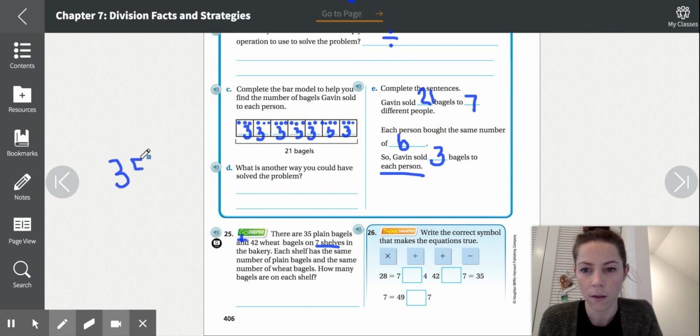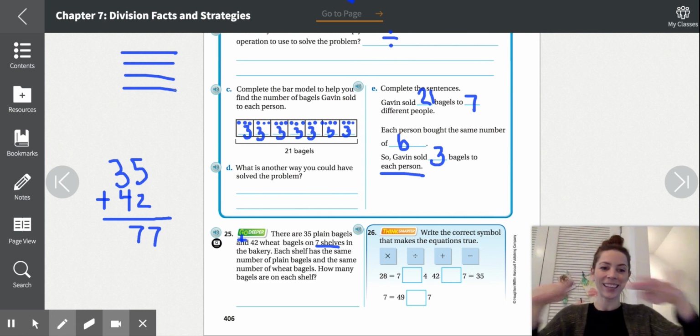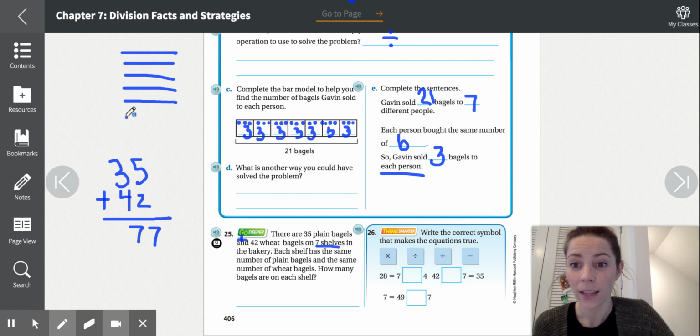35 plus 42 is 77. Okay, so then I'm going to put them onto 7 rows or shelves. I'm thinking of when I go to Panera and they have all the shelves in the back and they have all the bagels up top, or Dunkin' Donuts has all those shelves. 1, 2, 3, 4, 5, 6, 7. Okay, and then I could pass them out one at a time.